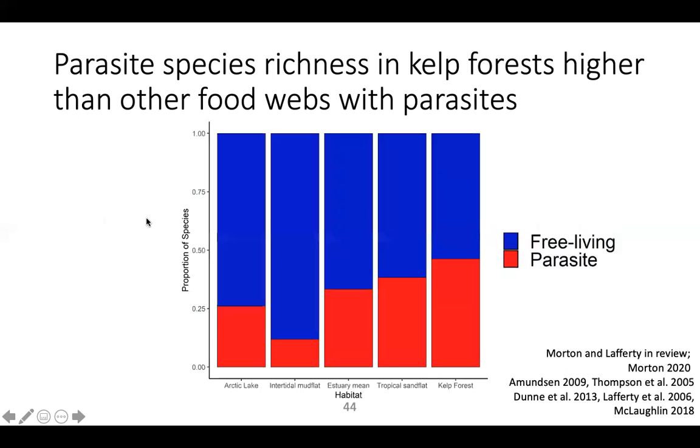And we can look at this by proportion as well. So this is the same data, just shown as a proportion of the total instead of as absolute numbers of species. And here it's a little easier to see that parasites actually made up a larger proportion of the total species in kelp forests compared to the other food webs.